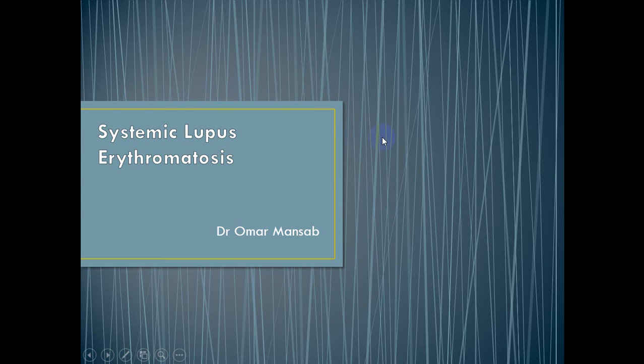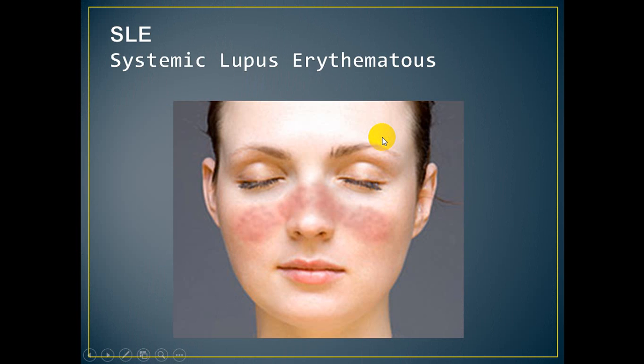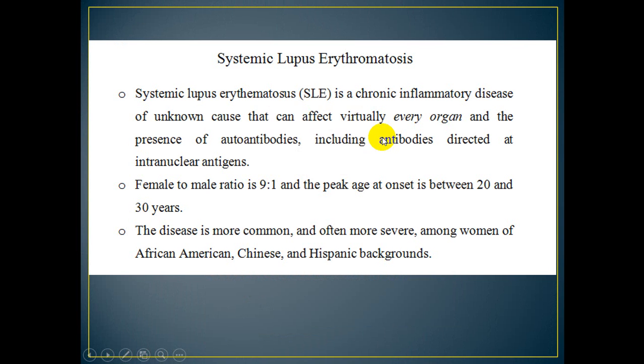Our subject today is systemic lupus erythematosus, or I will continue to call it SLE for short. What is systemic lupus erythematosus? To start with, we should know a few things about SLE. It is a chronic inflammatory condition. This is the first to be put in mind. It's a chronic disease. Number two, it is a multisystemic disease that virtually affects every organ in the body. And number three, it is an autoimmune disease.